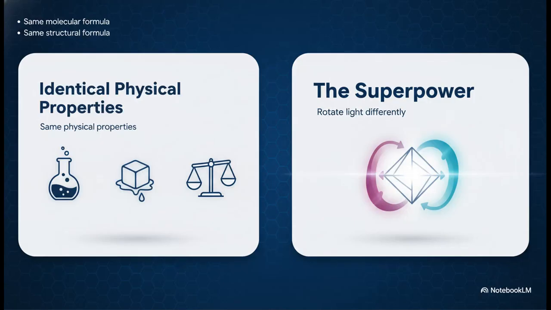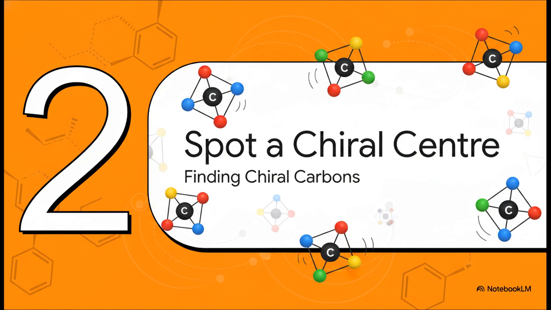So what makes these enantiomers so incredibly tricky? Well, they share the exact same molecular formula, the exact same structural formula. If you try to boil them, melt them, or check their density, those physical properties are identical. And that's exactly what makes them so hard to spot. They are physically identical twins in almost every single way, except for one very special mind-blowing superpower involving light. But before we get to the light, we really need to know how to locate them first. Which brings us to part two, spotting a chiral center.